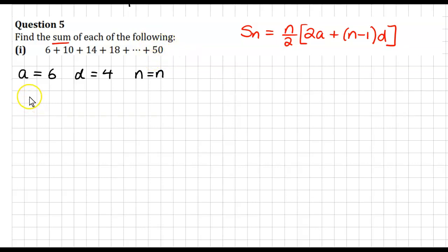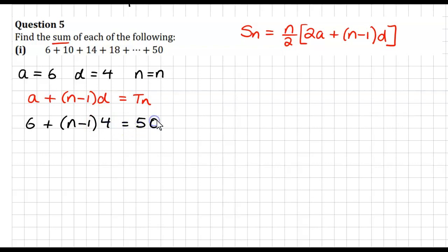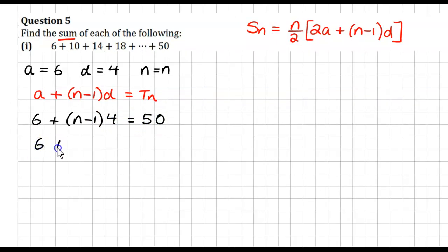So if I use my formula of a plus (n minus 1) times d, which gives me tn, and fill into this, I will have 6 plus (n minus 1) times 4 equals that 50. Then that will give me 6 plus 4n minus 4 equals 50. And then solving for n, I will get that n equals 12. So now I've everything that I need.